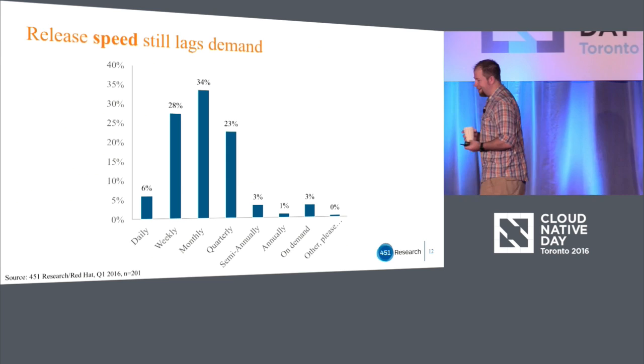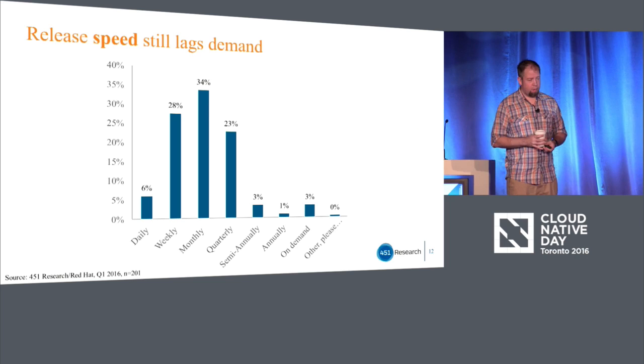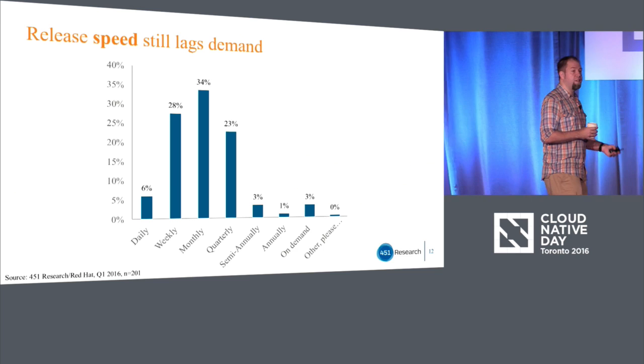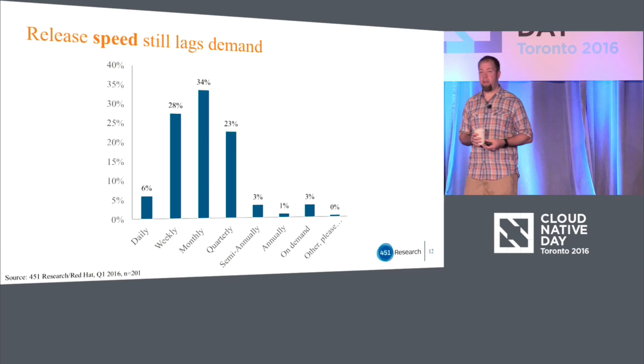It's unfortunate, but until we can get most of those people in the middle much farther to the left, toward at least a daily release pace, which means they fixed the processes, right? If you can release daily, you've fixed all the processes that are blocking you from speed. And then you can start having that cloud native conversation, being able to move as quickly as you want to.